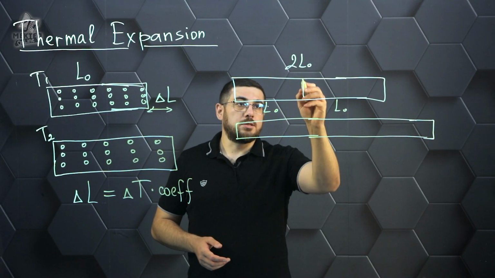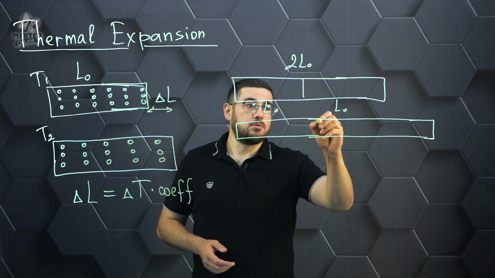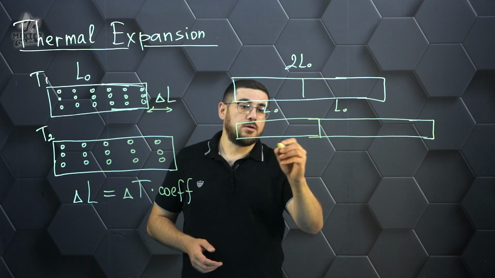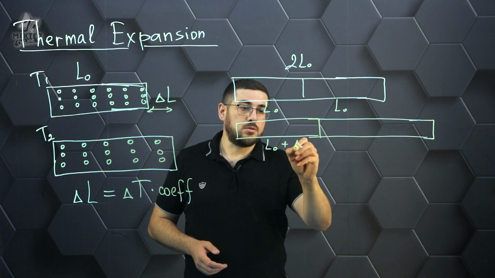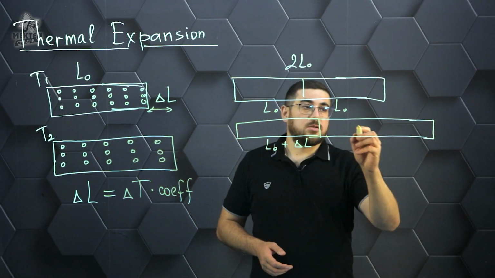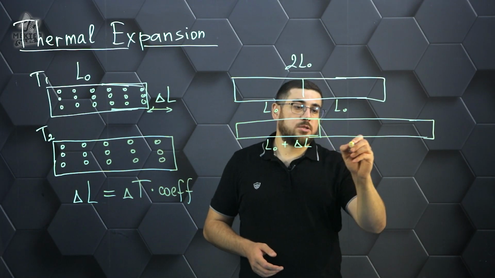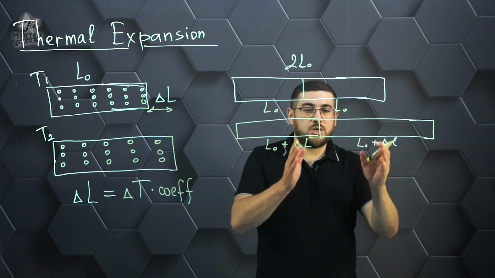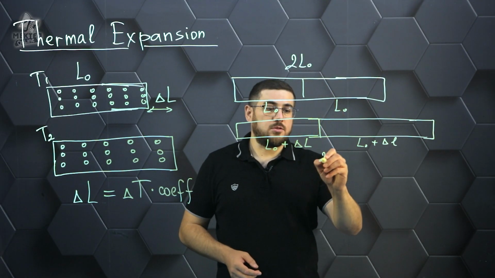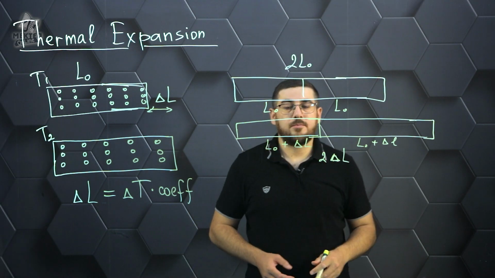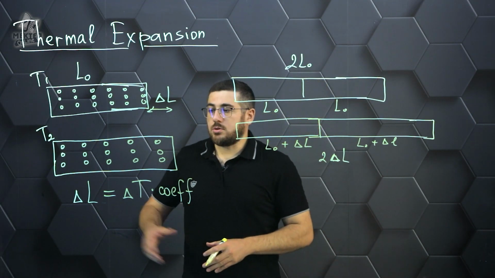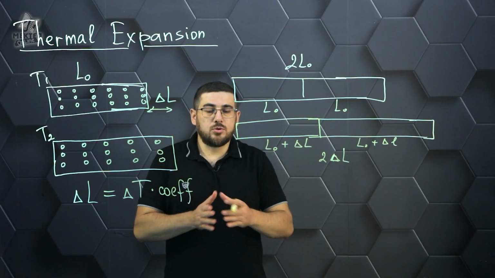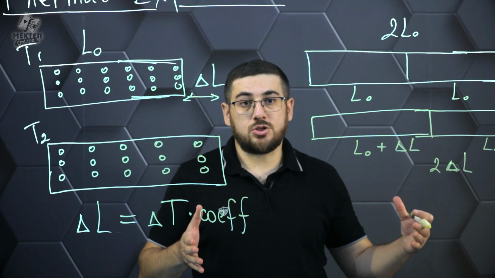So, relative to its first length, this part has increased by L0 plus dl, and here respectively the second part has also increased by the same amount, L0 plus dl. Thus, it turns out that the total increase is 2 dl. Therefore, the change of length will depend not only on what this object is made of, but also on what length it had originally.